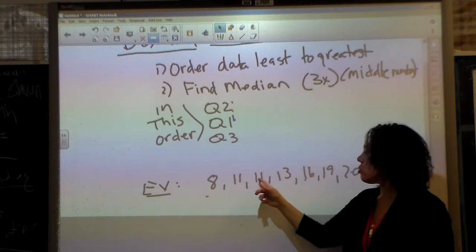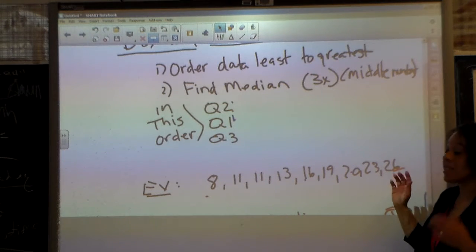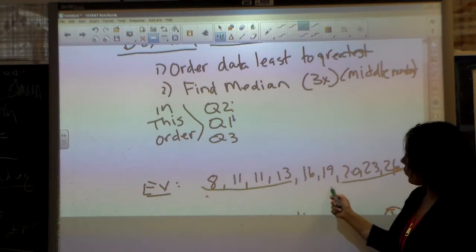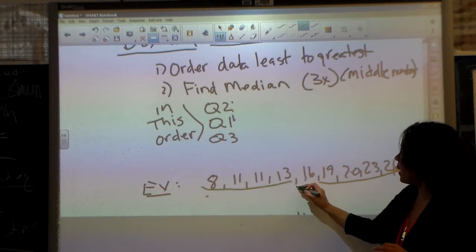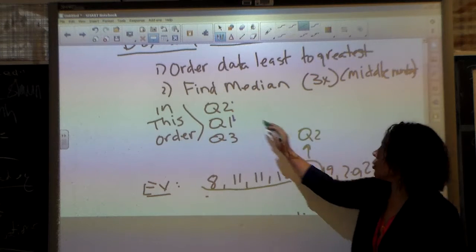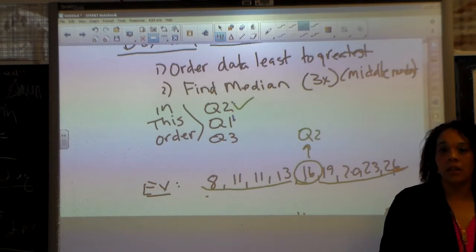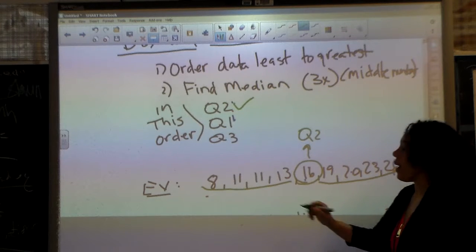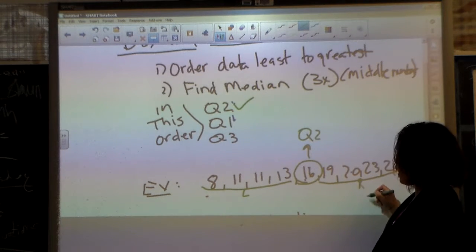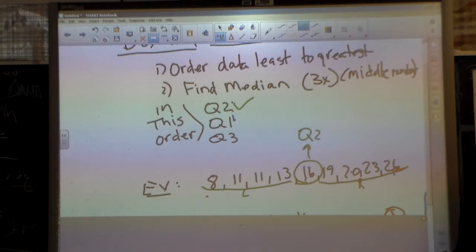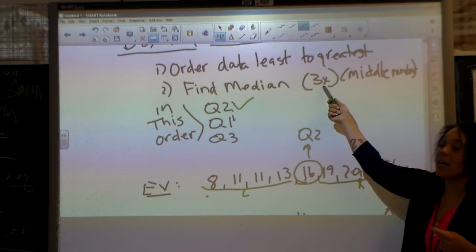So if I count 1, 2, 3, 4, 5, 6, 7, 8, 9, there's 9 numbers. So if I come in 4 and then over 4, I do have right smack in the middle the number 16. That's my Q2. Find that one first. The reason you find the middle number of all the data is because you find what would be the median. And now I have a left side and a right side. So now I split the data into 2 parts. Okay? That's why I have to find the median 3 times.